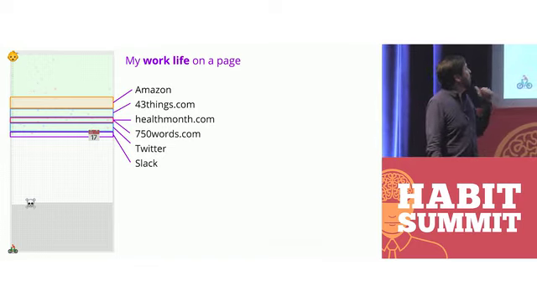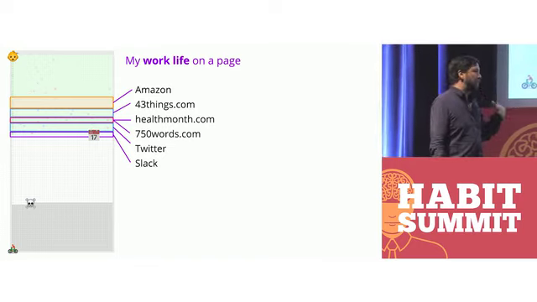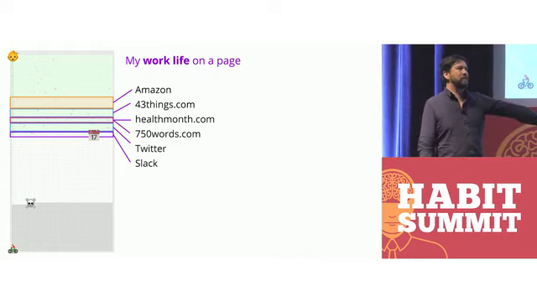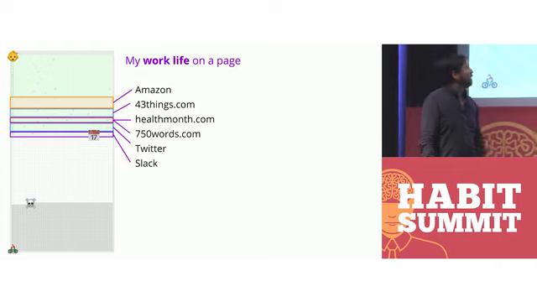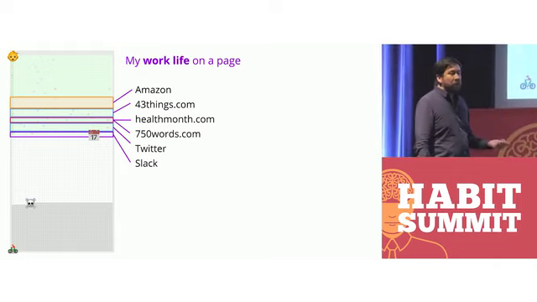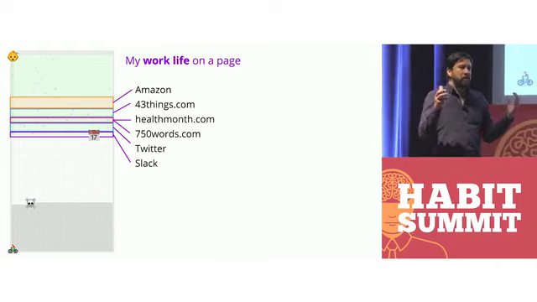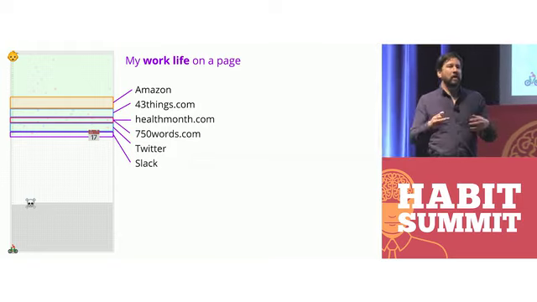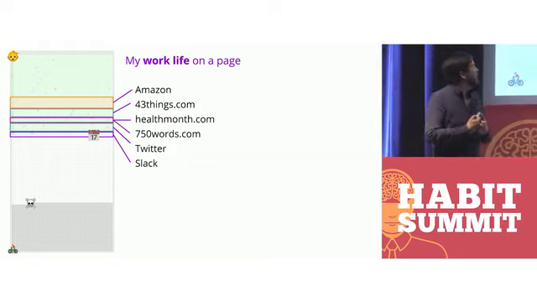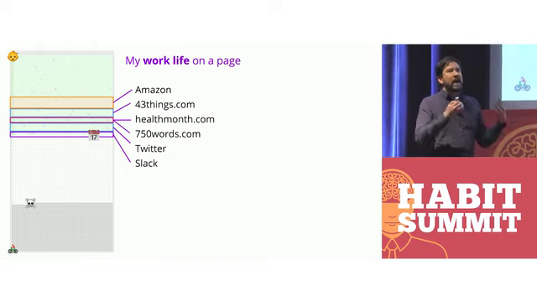I spent a lot of time at Amazon. Actually, I'll have a very similar screenshot that I saw from a few talks ago about the recommendations page. I worked on that a long time ago. 43 Things was my first startup, where it was about using the technology of recommendations and applying it to goals and blogging, when the internet was still new. Health Month and Habit Labs.